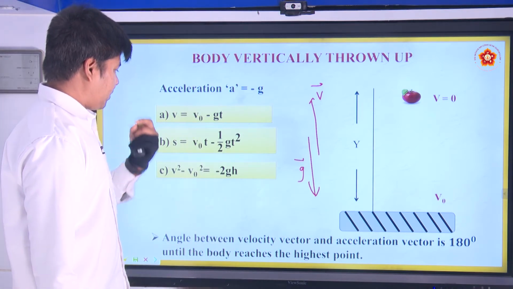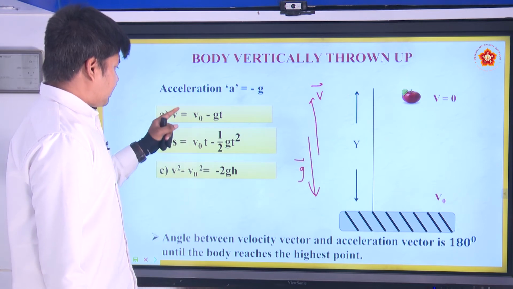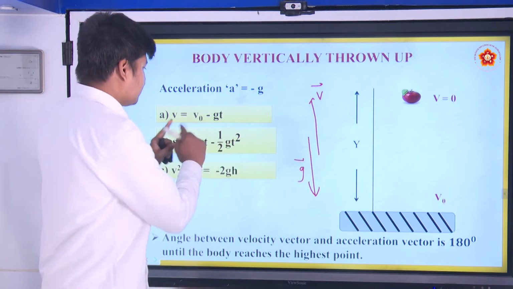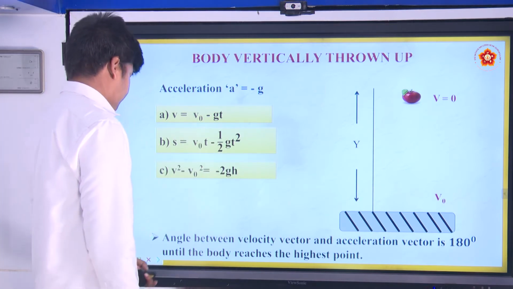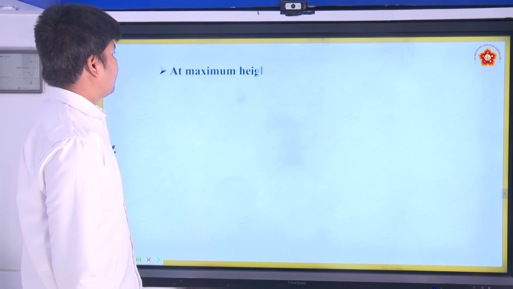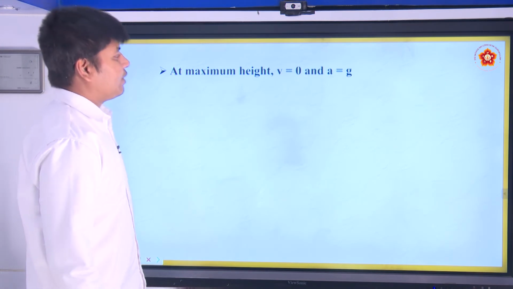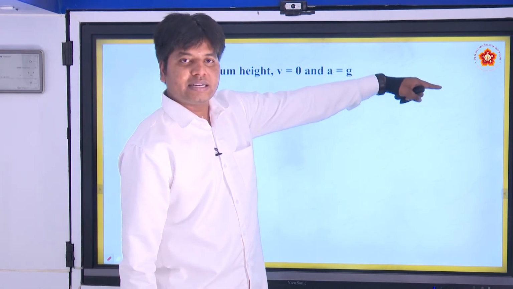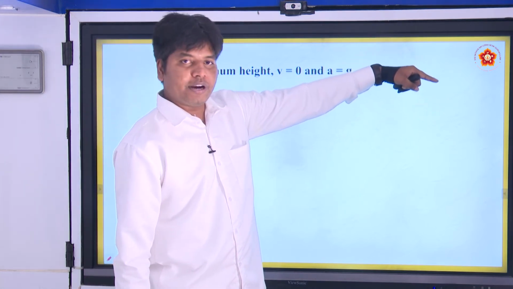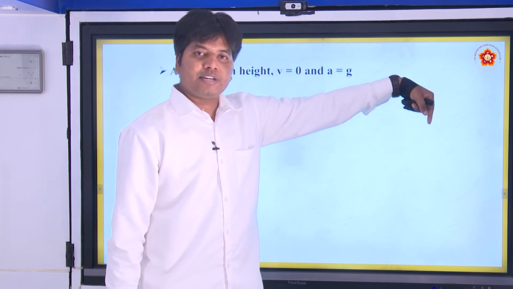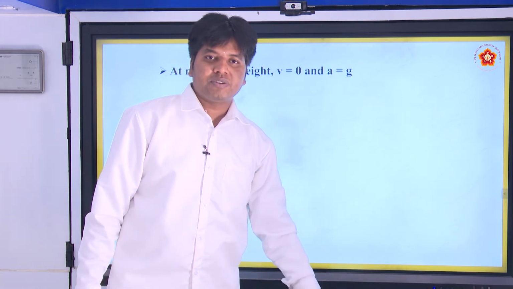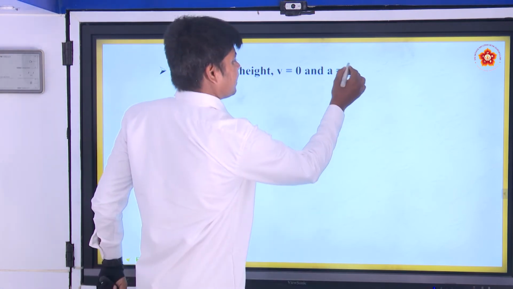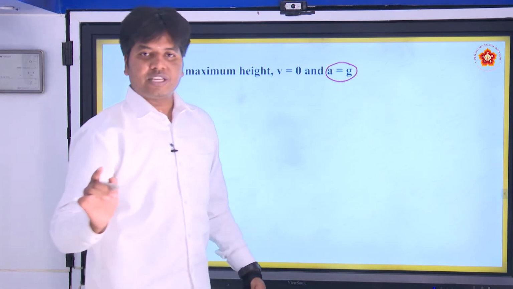Now these are the equations for the body vertically thrown up. Now let us see how these quantities are related to each other. At maximum height, v equal to 0, a equal to 0. When the body reaches maximum height, after that point what happens? It comes down, that means that is a stationary point. At that point, final velocity equal to 0.